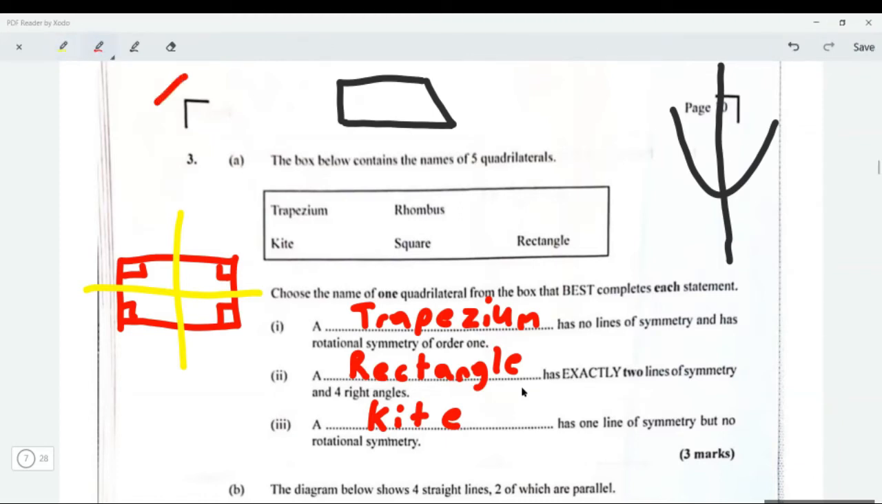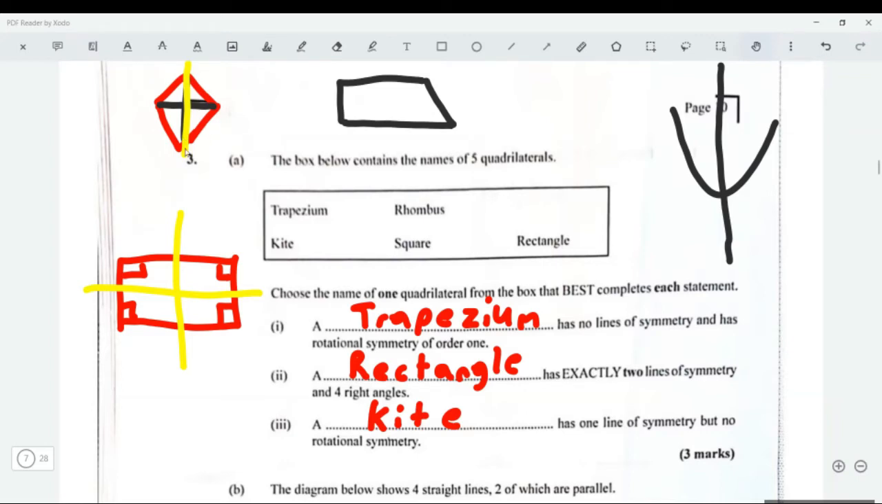So if I were to show you a kite, it's not the best looking kite, just bear with me. This is my kite right here. The kite, this yellow line would be the 1 line of symmetry. We can cut it in half that way. So that's the line of symmetry. We can see both sides are symmetric to each other, the left and the right side of the yellow line.